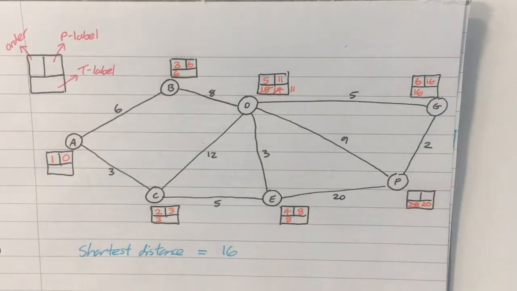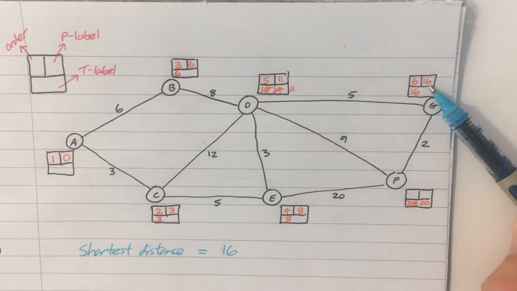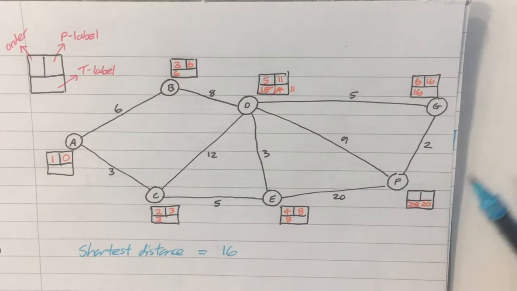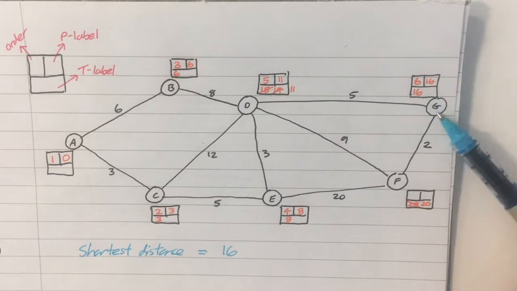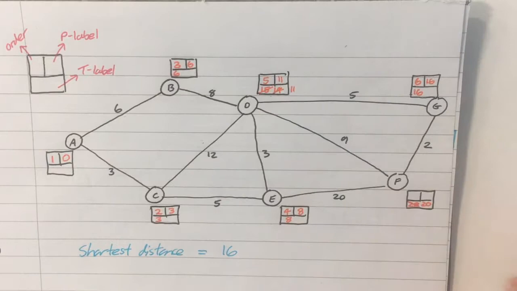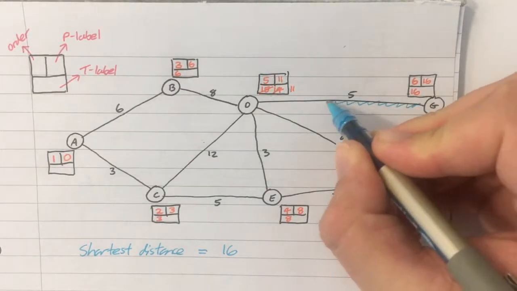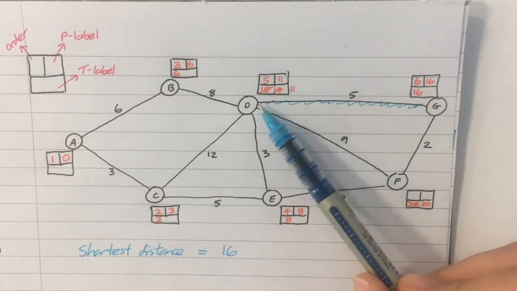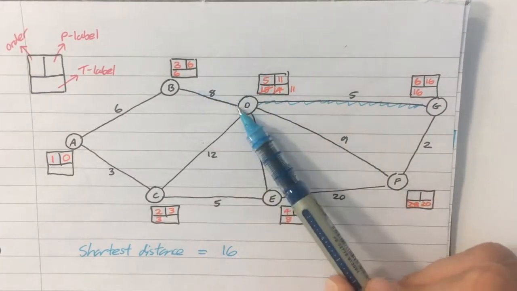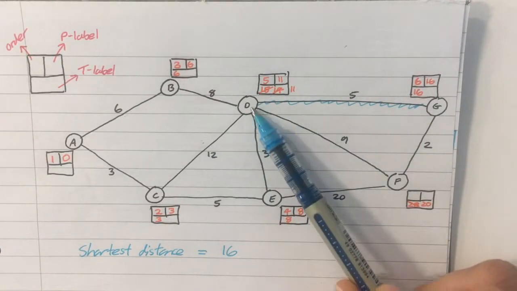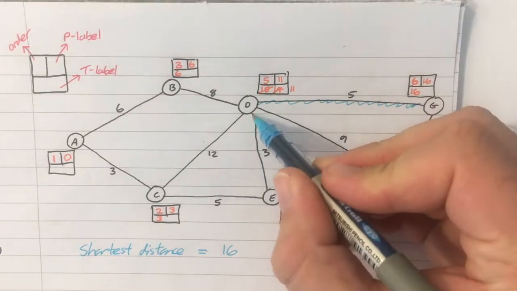you could trial and error it, but the mathematical way to do it would be to take the permanent label, subtract an arc length, and if it equals the permanent label of that node, then you're on the right route. So 16 minus 2, well, that doesn't have a permanent label, so it's not that way. 16 minus 5 is 11, so the route goes this way. And you work from the end back to the start to get the route. 11 minus 8 is not 6, so it's not that way. 11 minus 12 is not 3, so it's not that way. 11 minus 3 is 8, so we head this way.